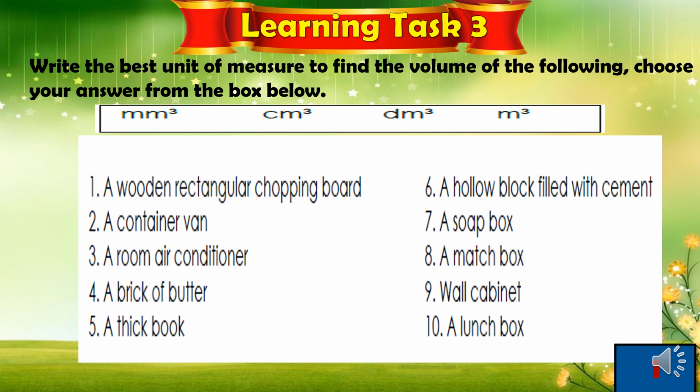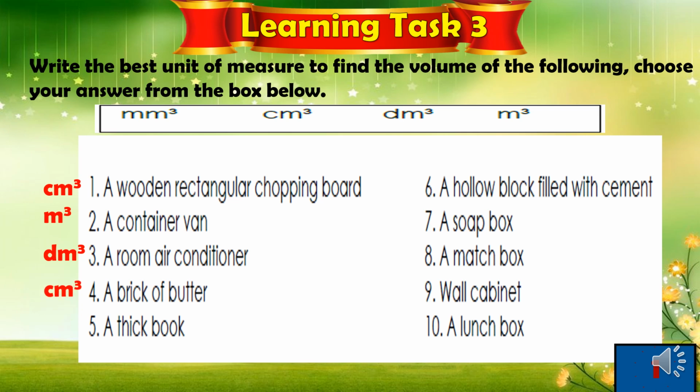Okay, let us now have the answers for learning task number 3. For number 1, a wooden rectangular chopping board, this is a smaller object, so we will be using cubic centimeter. A container van, this is a bigger object, so we will be using cubic meter. And number 3, a room air conditioner, we will be using a cubic decimeter.